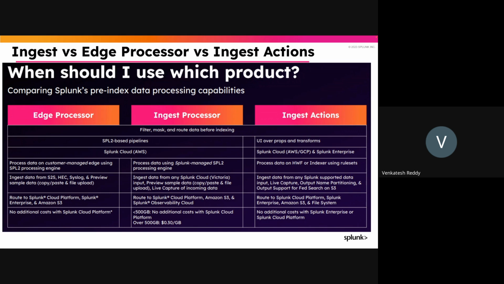So all these three tools, again, are going to filter, mask, and write your data before indexing. That's key because you're able to focus on reducing the cost. For the on-prem environment, you can reduce the cost. For cloud environment, you can save on your CPUs. Okay, let's start with the ingest actions.